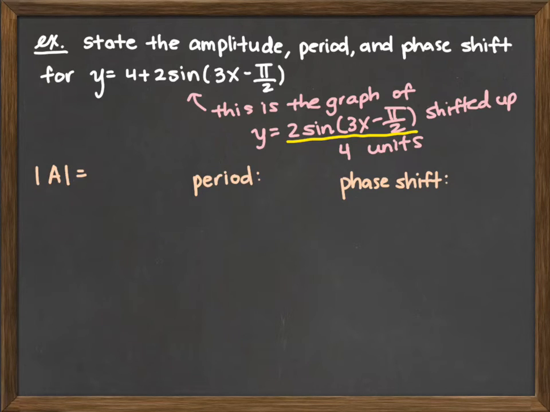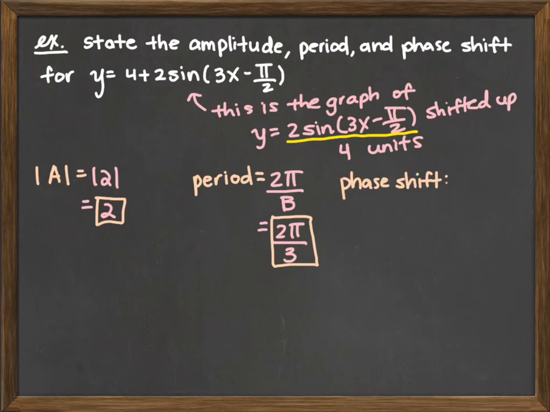So our amplitude is going to be given by just the absolute value of a, so that's going to be the absolute value of 2, and that's just 2. So we've got our amplitude. Our period, remember, is going to be given by 2 pi over b. So we just need to be able to identify what b is. So b is going to be 3. And so we plug that into our equation, and we get the period, 2 pi over 3.